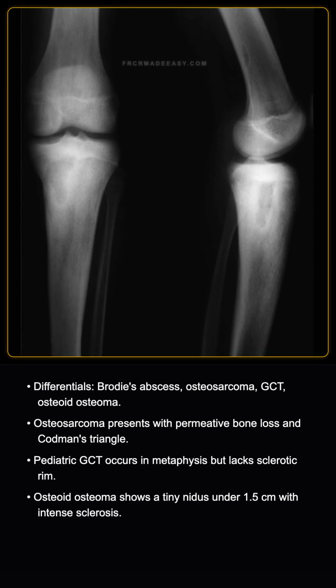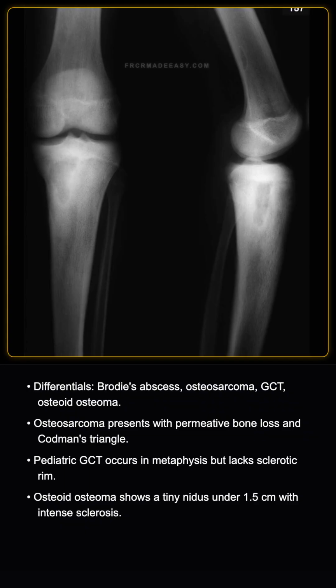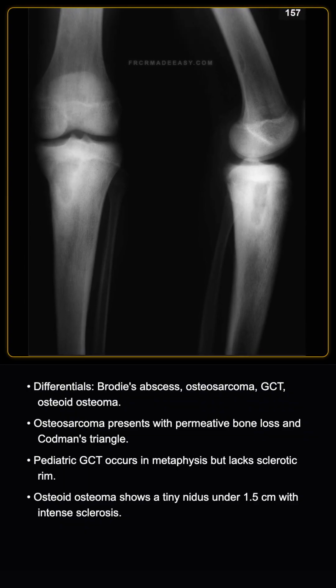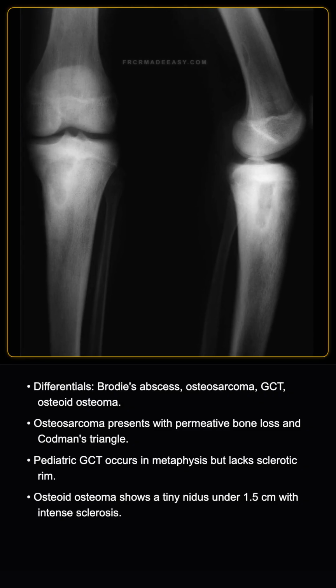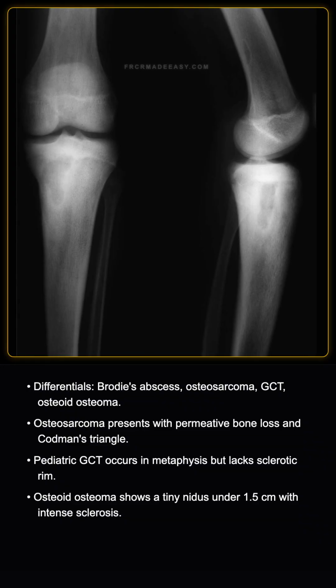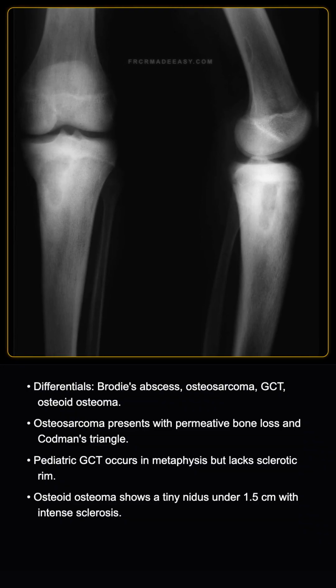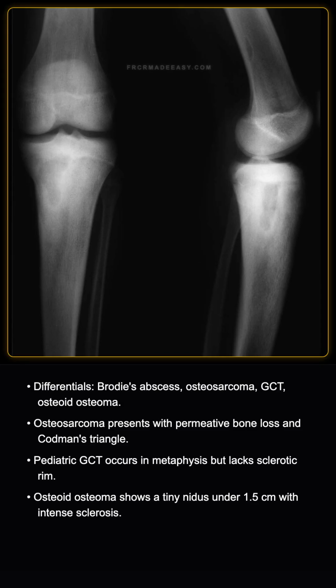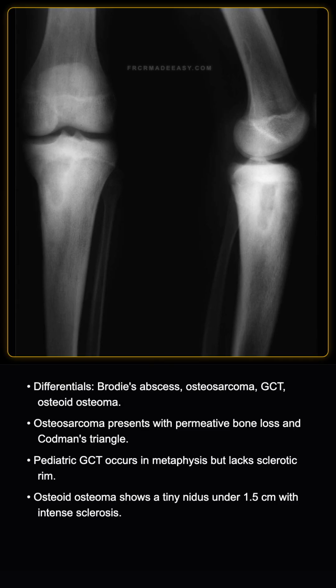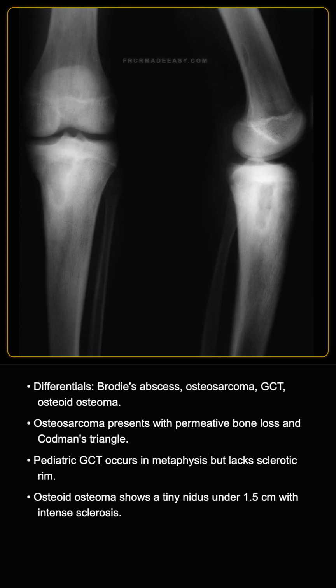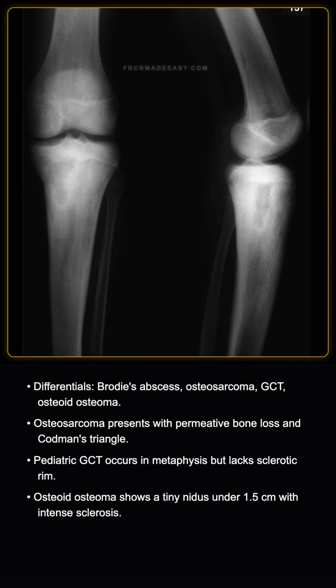We can differentiate a Brodie's abscess from osteosarcoma because the latter presents with highly aggressive features such as a wide zone of transition, permeative osteolysis, cortical breakthrough, and a spiculated periosteal reaction, or Codman's triangle. A giant cell tumor in children can occur in the metaphysis, but characteristically lacks a thick sclerotic rim. An osteoid osteoma presents with a smaller nidus under 1.5 centimeters and disproportionately intense surrounding sclerosis.